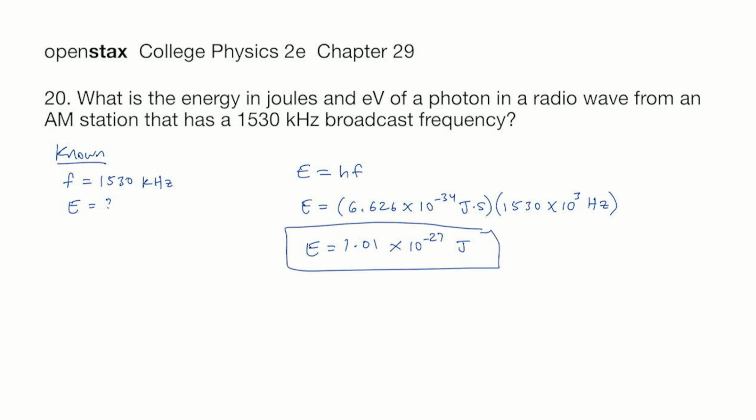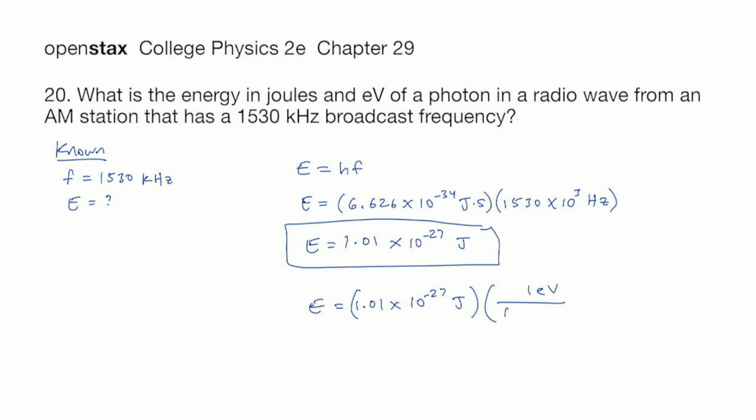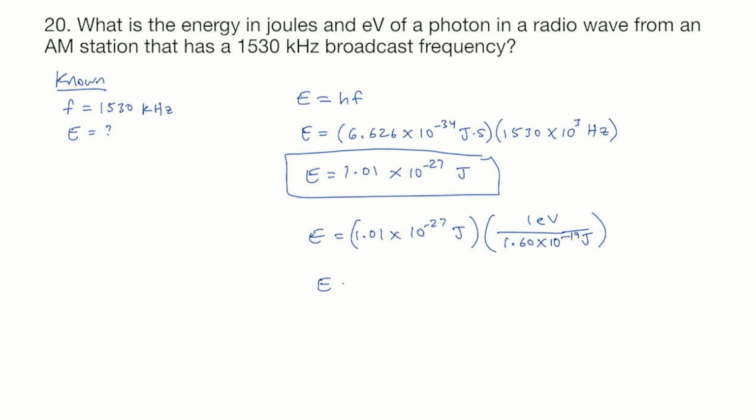There's one answer. We will start with that, 1.01 times 10 to the minus 27 joules, and now we will convert it to electron volts. 1 electron volt is 1.60 times 10 to the minus 19 joules. This gives us 6.34 times 10 to the minus 9 electron volts.